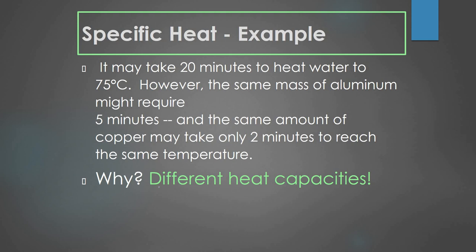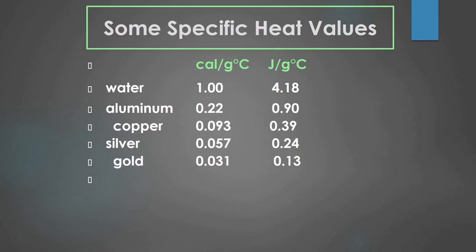It's because they have different heat capacities, which is a good thing. We need water to have the specific heat that it has, otherwise we wouldn't be able to survive. These don't have to be water or metals; all substances have their own. Water, aluminum, and copper all have different heat capacities. These are all the different values that we're going to use, and you'll get these on the test. We're going to talk about it in joules.